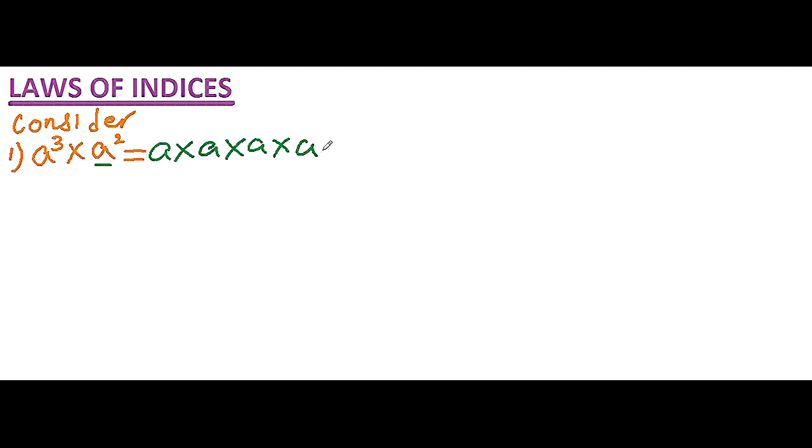Now we are going to look at the three rows of indices, and we are going to use examples to derive them. So we consider these three situations. Consider number one. Suppose we have a cubed multiplied by a squared. We can write a cubed as a multiplied by a multiplied by a. Then a squared is a multiplied by a. So in total, if we count 1, 2, 3, 4, 5, it is equal to a to index 5.